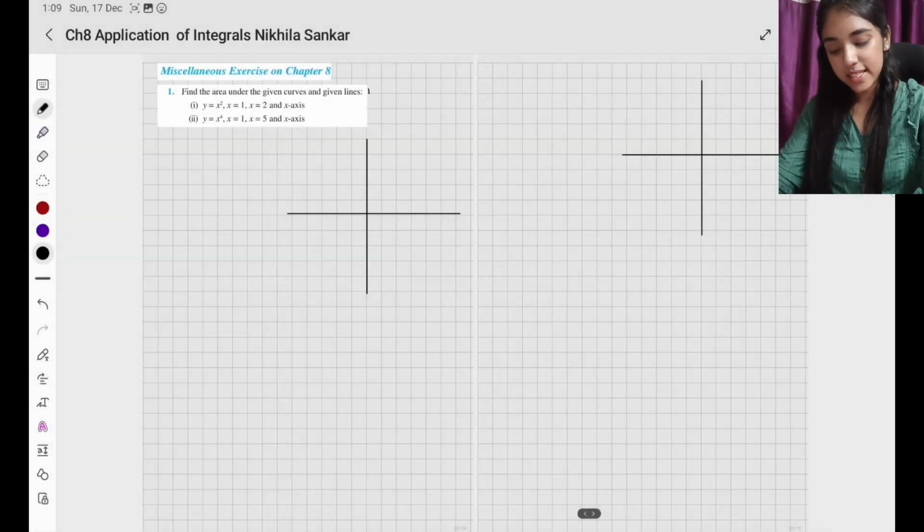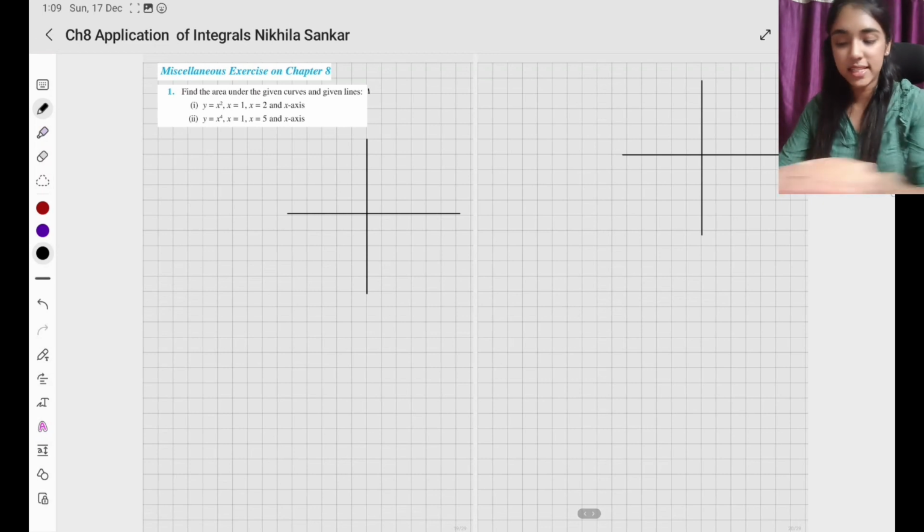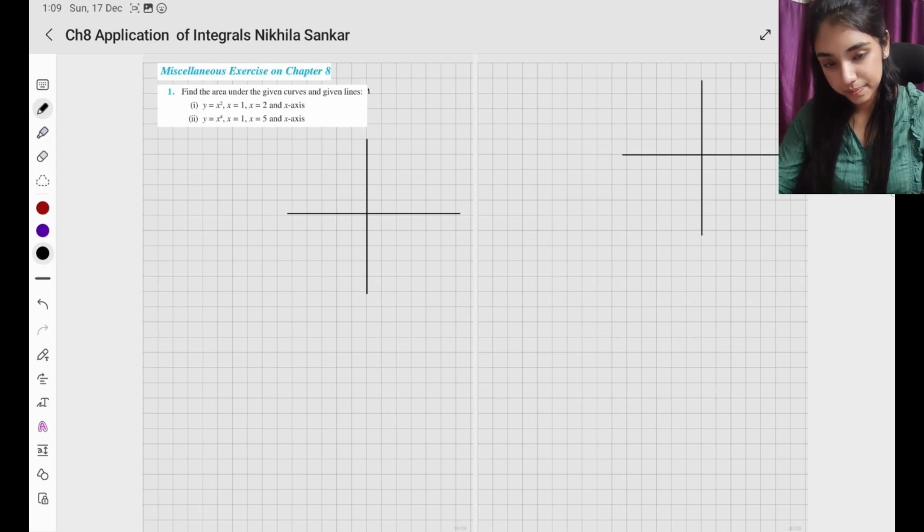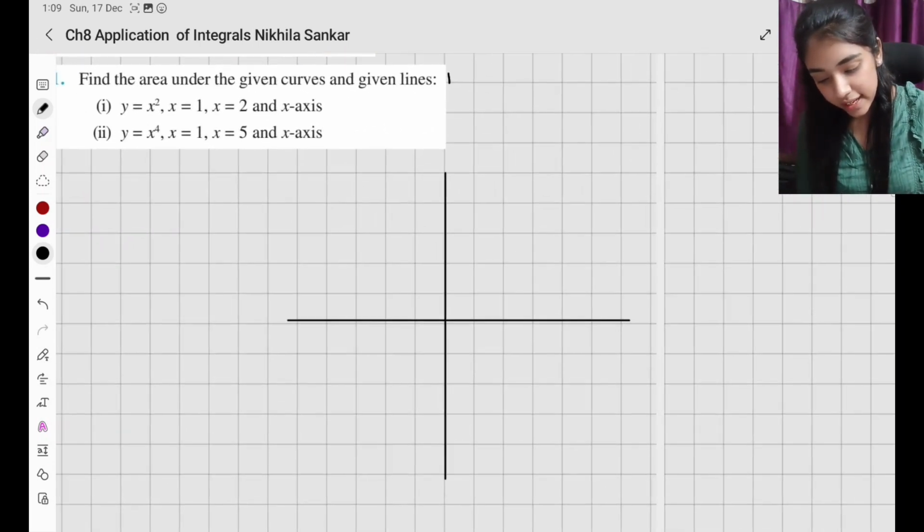With this, we are done with the examples. Let's move on to the exercise questions. Exercise questions are very important, so please pay attention and solve them. First question: find the area under the given curve.